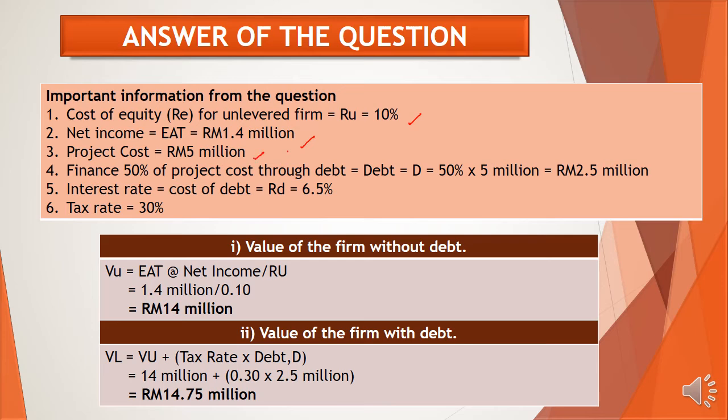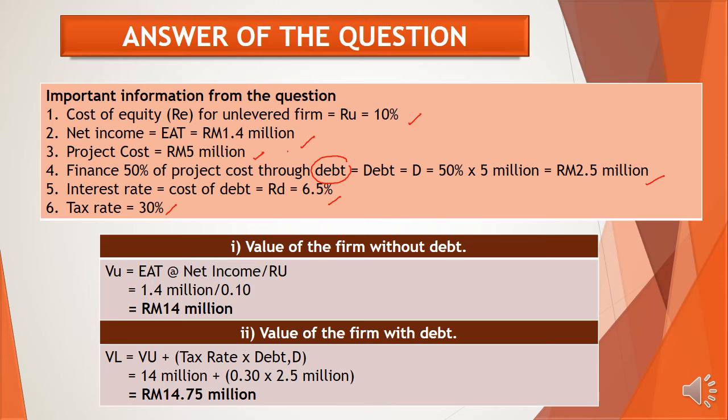It also gives information that 50% of the financing of the project will be based on debt. So we get the amount of debt is RM 2.5 million. And then the interest rate, or cost of debt, which is RD, is given at 6.5%. And the last one is the tax rate, 30%. So based on this information, we start with the calculation.